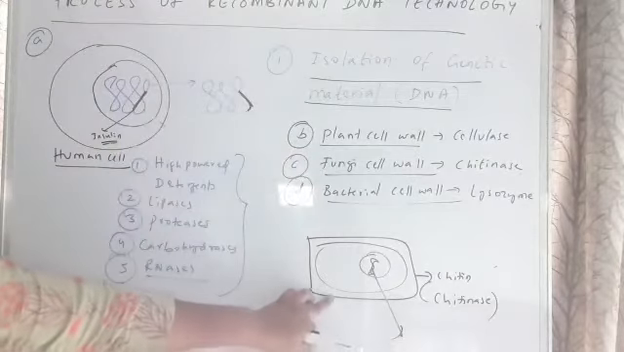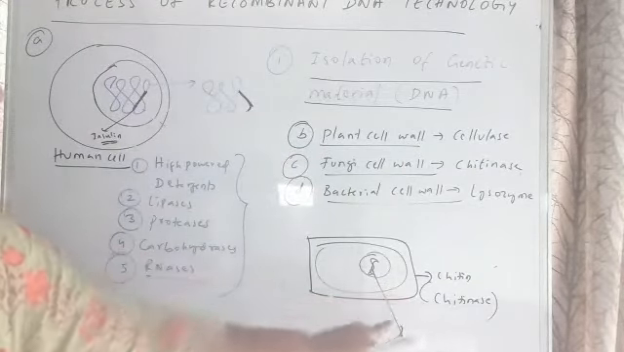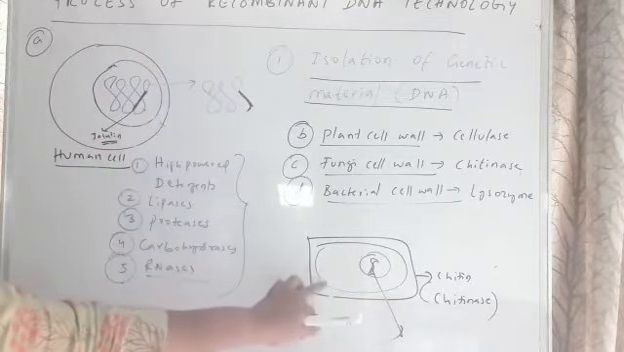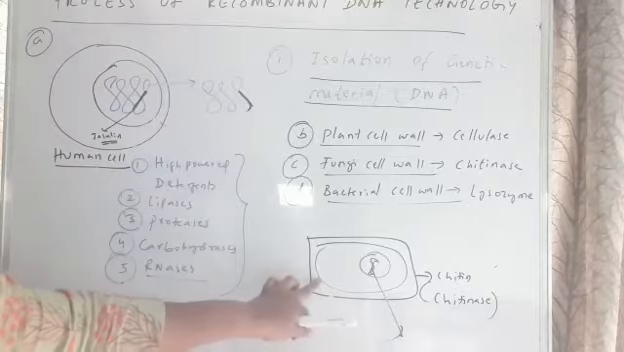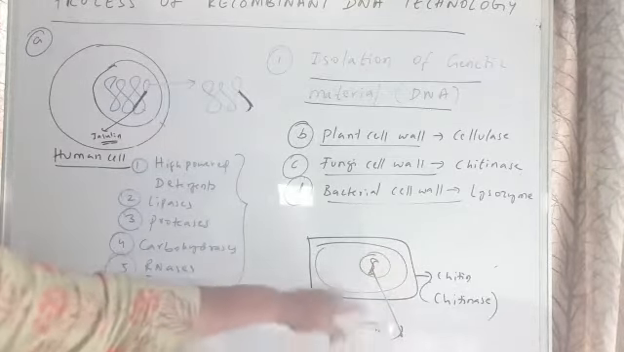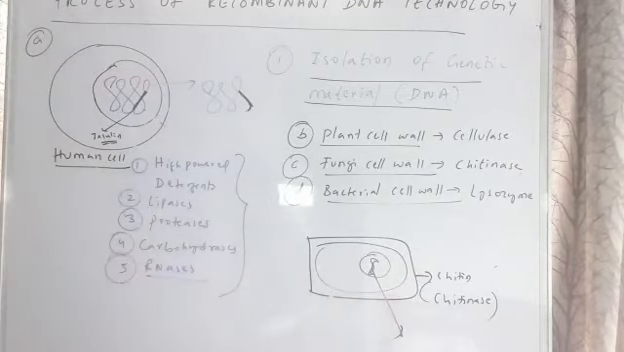To break the fungal cell wall, we are using an enzyme chitinase. Now the rest of the enzymes would be the same which I have mentioned here. High powered detergents to break these membranes, lipases, proteases, all these are the same. But one extra enzyme which we are adding to break the fungal cell wall is chitinase.